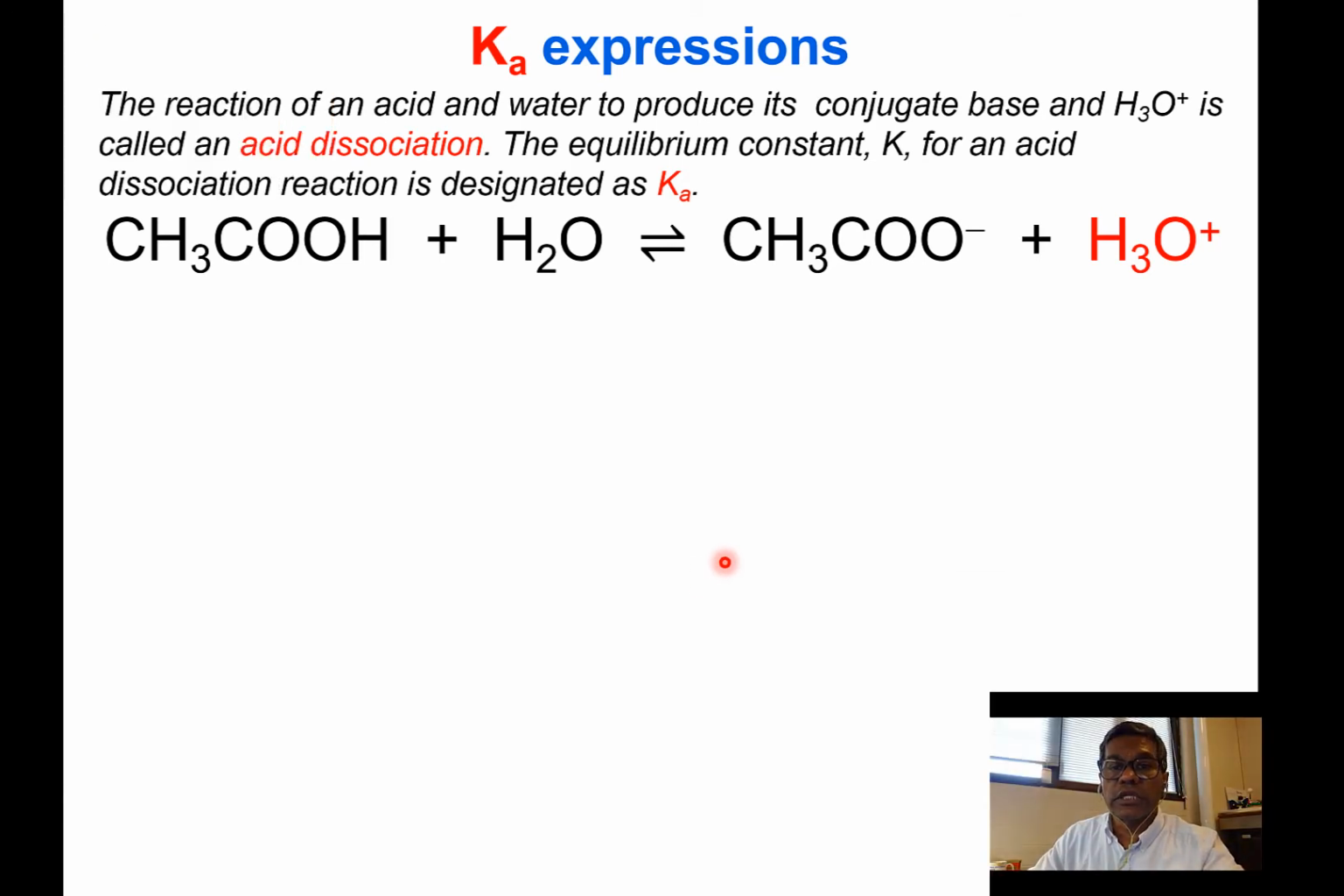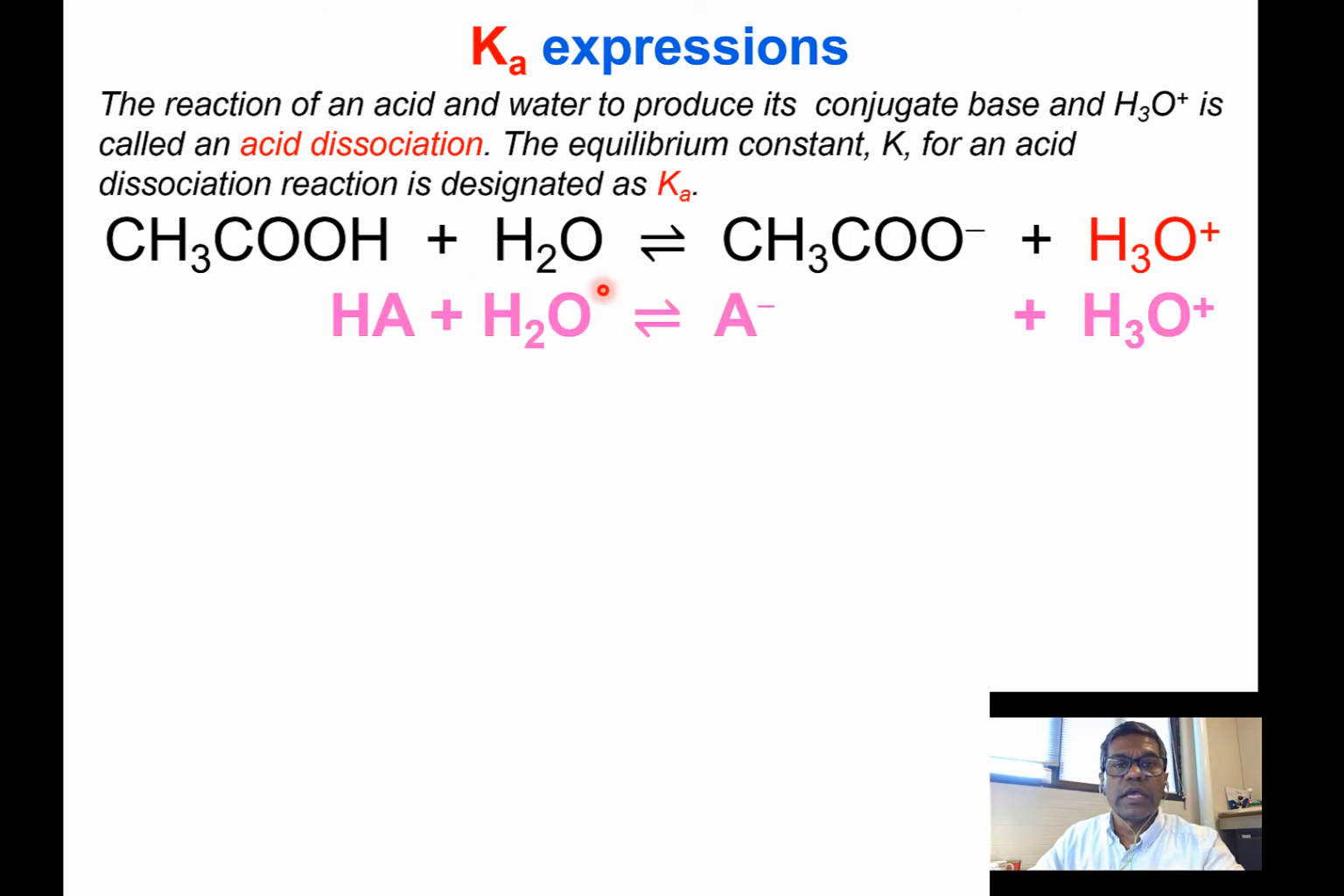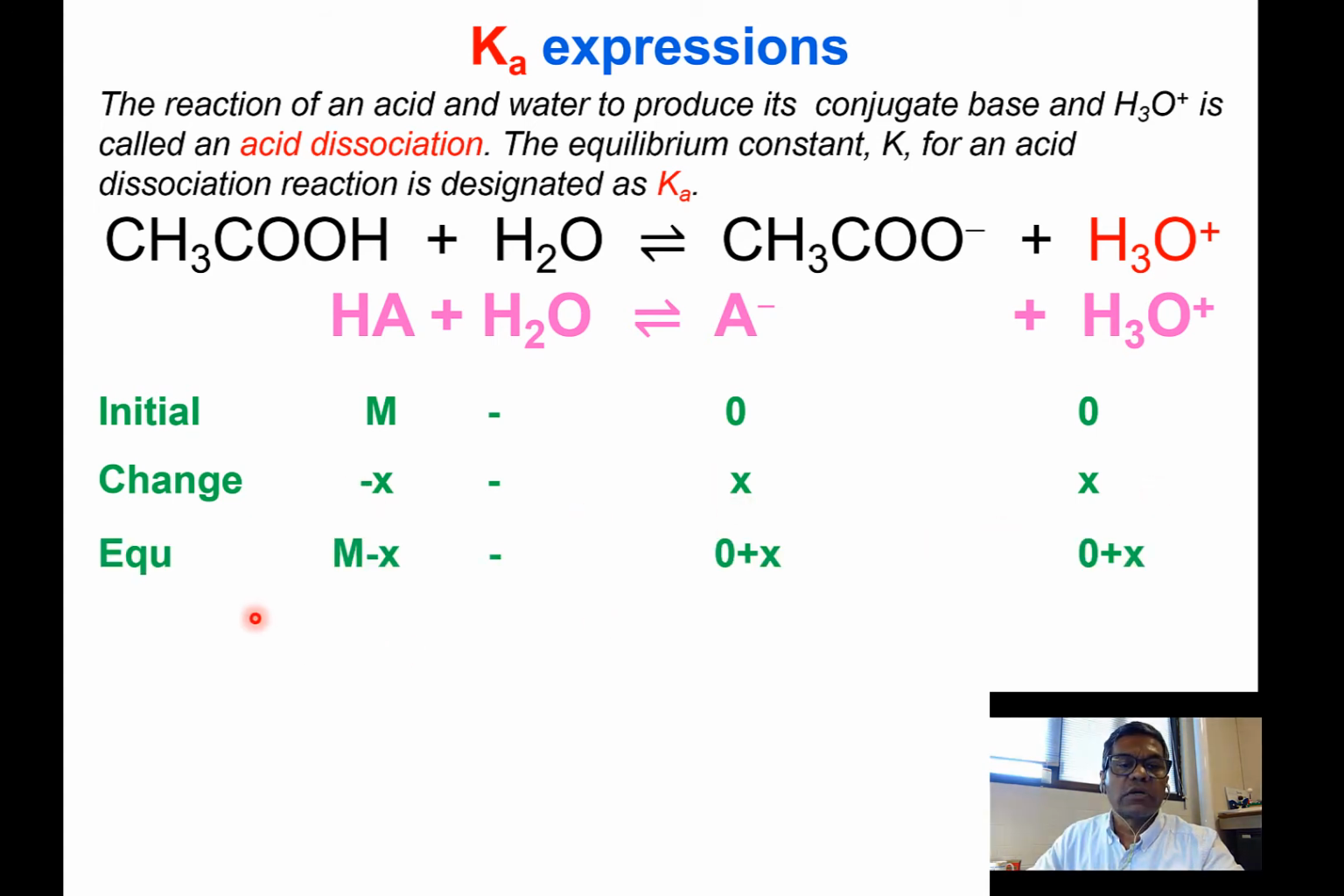In this slide I'm showing you, you will need this slide many times. So I'm going to show you the generic formula for any weak acid. Initially the molarity is given, and water is not a concern because it's a liquid. At the very beginning, there is nothing and nothing. The change is based on the stoichiometric ratio of 1 to 1 to 1 to 1, so we lose x and gain x and x. Now at equilibrium, M minus x, and 0 plus x, and so on, right?